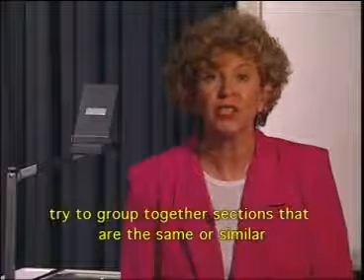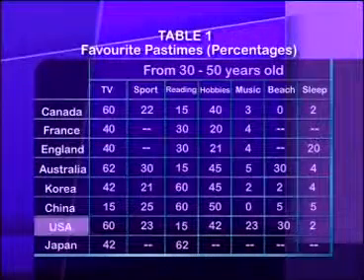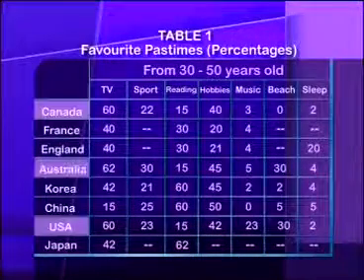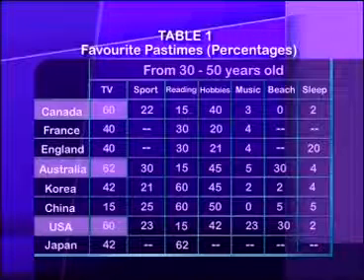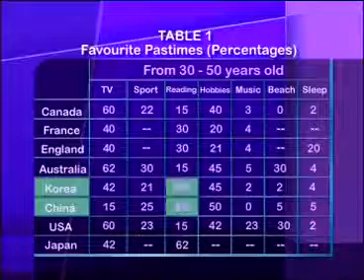Tip 2. Take a moment to analyse the table and, if possible, try to group together sections that are the same or similar. For example, in this table, the USA, Canada and Australia can be grouped together. Also, Korea and China could be combined.